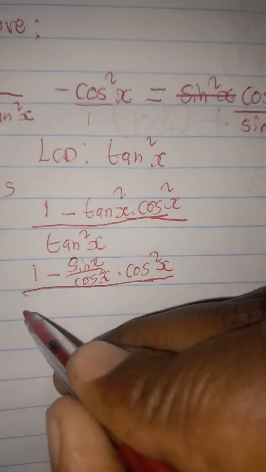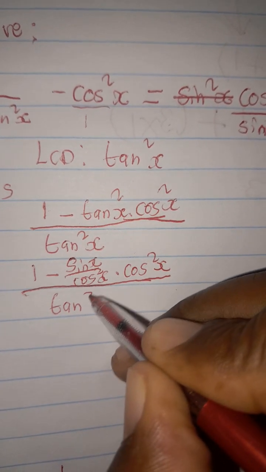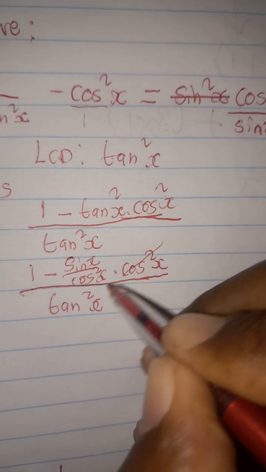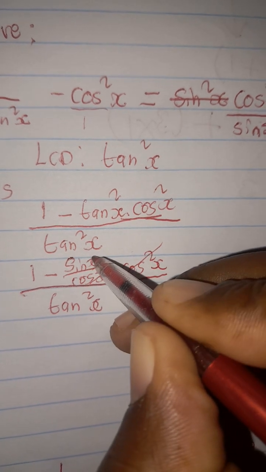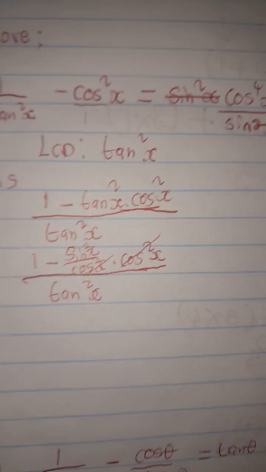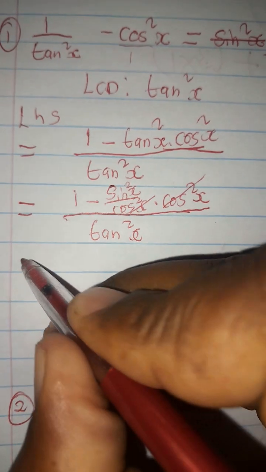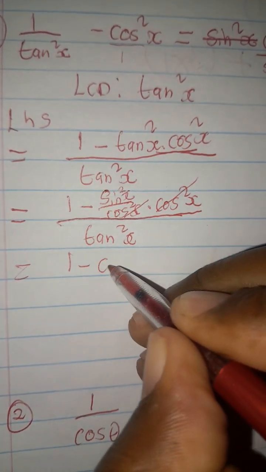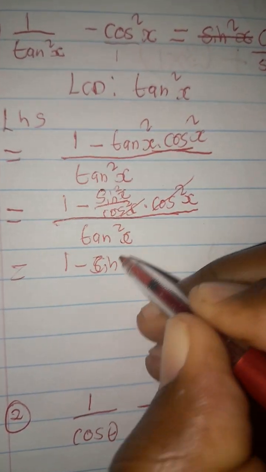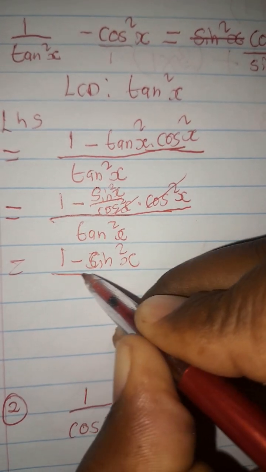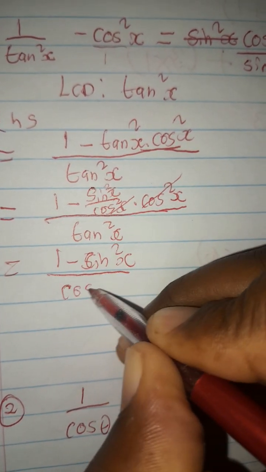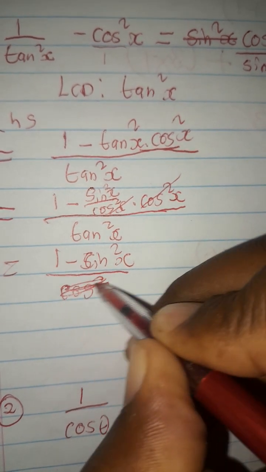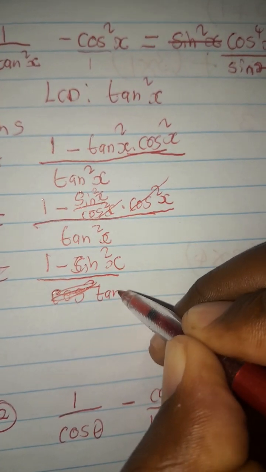So in this case, we are allowed to cancel. Remember, we have cos squared x, so this and this, they cancel. Remember that we are left with sine squared x there. So we'll be left with 1 minus sine squared x divided by, sorry, not cos, divided by tan squared x.